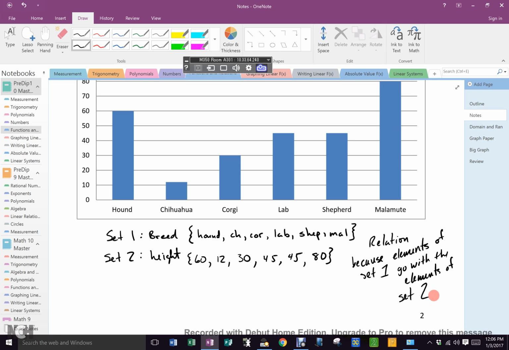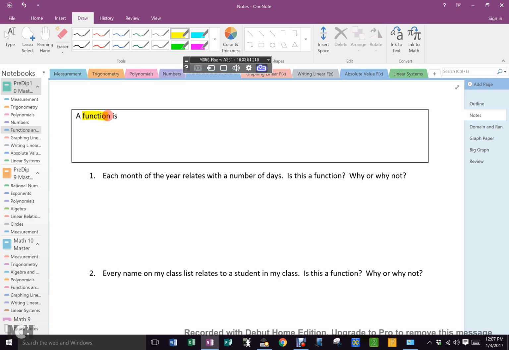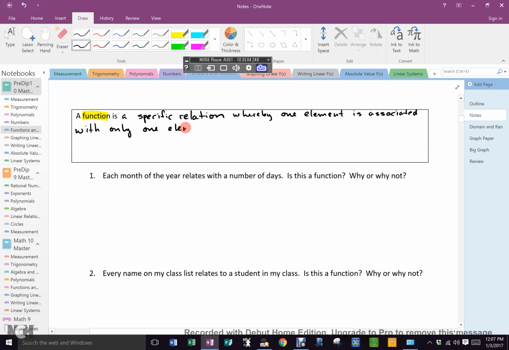Everybody okay? All right. Turn your page over because we're going to make a slight change now. New word. A function. What's a relation? Any association between two sets. Any association is a relation. But a function is a specific relation, a specific relation whereby one element is associated with only one element in the other set.